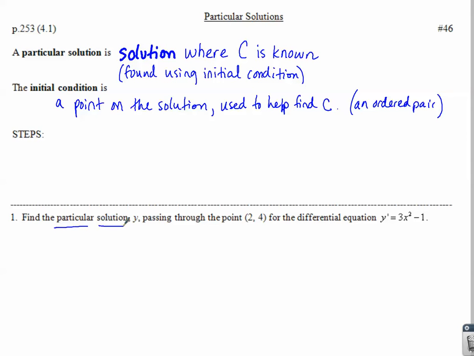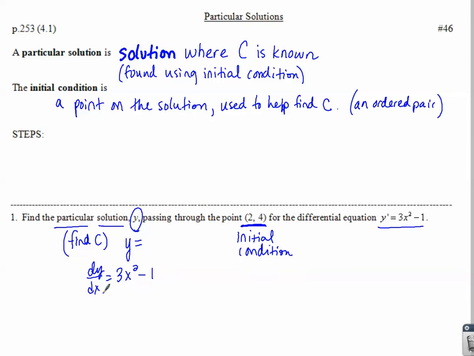Find the particular solution. So this is telling us that we need to find the C after we solve the differential equation. Now this is telling us that we want the solution as y equals through the point 2, 4. This is our initial condition. It's telling us what point it has to go through for the differential equation here. So when I see y prime, first thing I'm going to do is say dy dx equals 3x squared minus 1. I'm going to move my dx over so it says dy equals 3x squared minus 1 dx. This means derivative, so take antiderivatives.